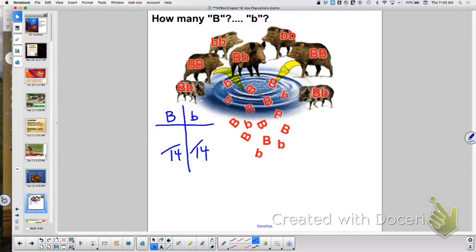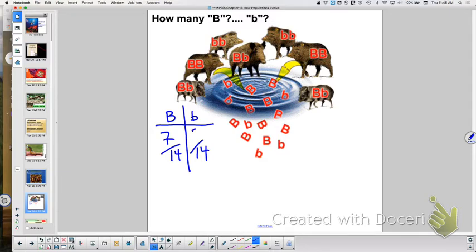Once you counted the big B alleles, you shouldn't have to count the little b alleles, right? If you count the big B alleles, how many did you have? 7, right? So there's only 14 alleles out there, so the little b alleles also have to be 7, okay?